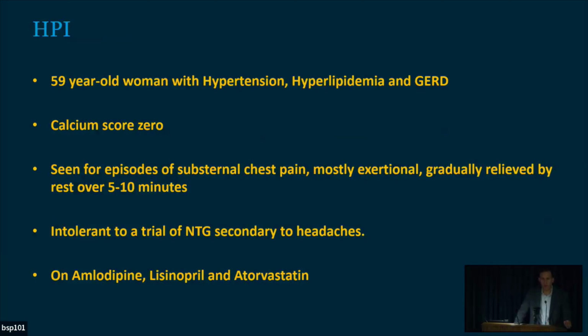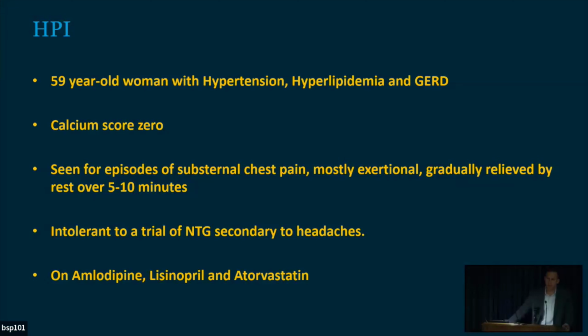So of course, with every grand rounds, we're going to start with a case. This is a case from our institution. It was a 59-year-old woman with a history of hypertension, hyperlipidemia, and GERD. She was on good medical therapy, did good preventative testing. She had a calcium score in the past that was 0. However, she saw her outpatient cardiologist and was developing substernal chest pain, mostly with exertion, and then relieved with rest after about 5 to 10 minutes. So pretty typical anginal symptoms.